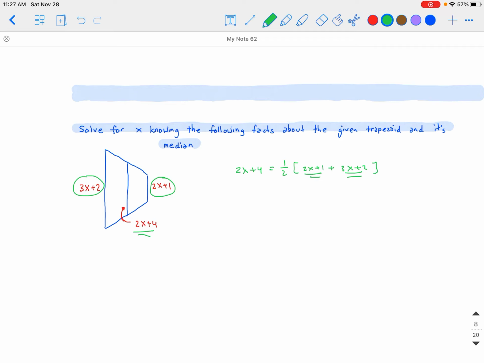Okay, well, now it's just a matter of doing the algebra, which I'm hoping should be okay for you guys. Multiply the 2 to the other side over here. So we get 4x plus 8, and that's going to be equal to, for the inside added together, 5x plus 3. Move the 4x over. Okay, so that gives me x plus 3 is equal to 8. And then now if I subtract 3, then that means that x is equal to 5. And there you go. And then we're done.